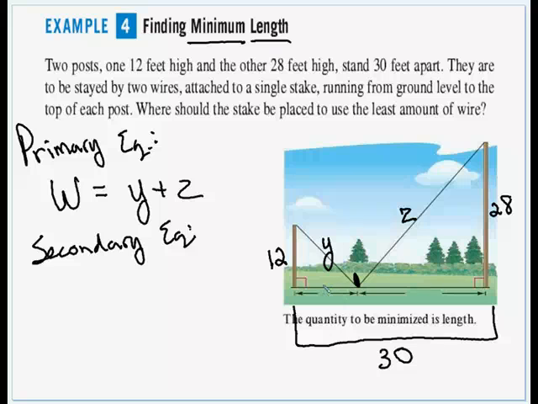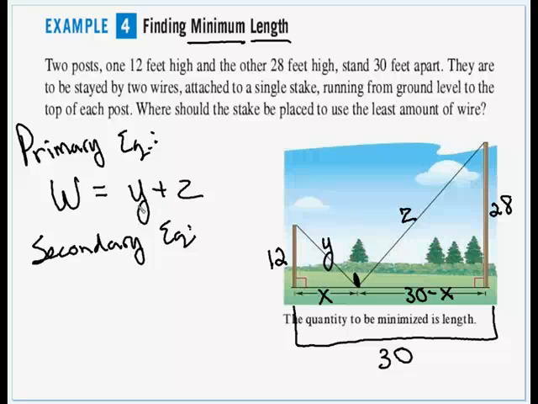So if we just take this smaller chunk here on this triangle and call this X, and we know the entire distance between the bases of the poles is 30 feet, we've used up X units here. Our remainder would be 30 minus X. And now if we look at the picture, we can see we have a little Pythagorean theorem going on. We have two right triangles.